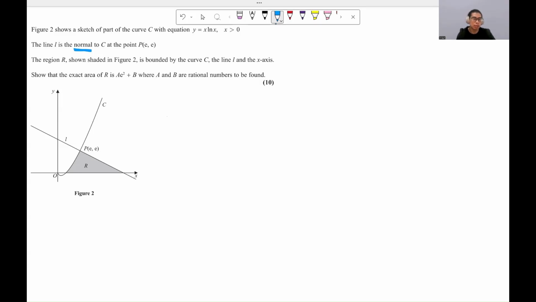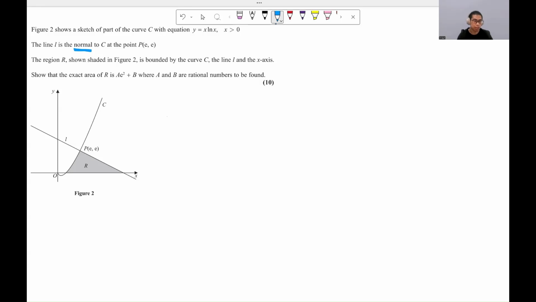And then the region R shown shaded in figure 2 is bounded by the curve C, the line L, and the x-axis. Show that the exact area of R is equal to Ae squared plus B. So if it's something to do with finding the area under the curve, we need to use integration. So let's look at this diagram first.